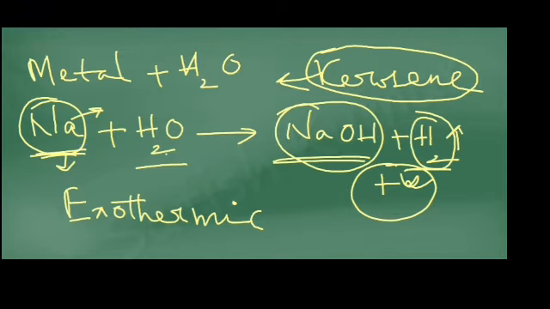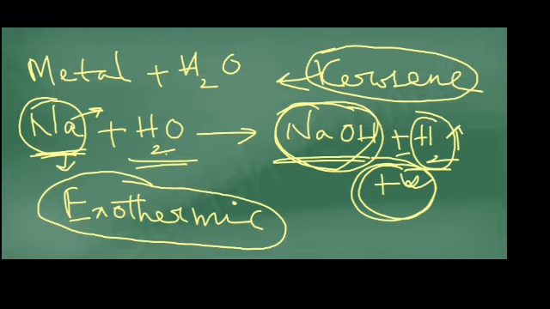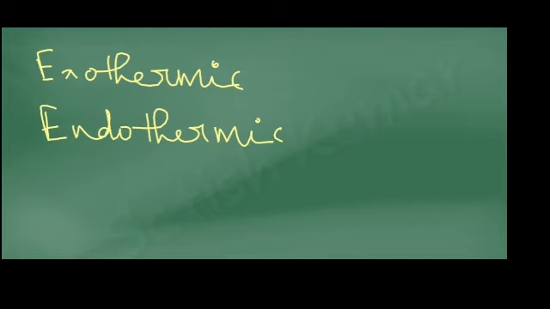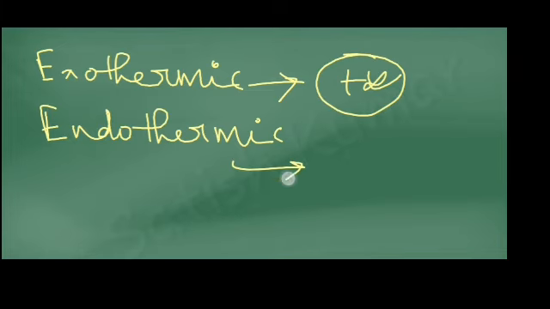Any metal when reacted with water will give the corresponding hydroxide and hydrogen gas and also a large amount of heat energy. When heat is evolved in a reaction, this is called an exothermic reaction. So the metal and water reaction is exothermic. We have two types of reactions, exothermic and endothermic. Exothermic means heat is evolved in the reaction. If you touch the test tube or the beaker, you feel some hotness. So this is called an exothermic reaction. And endothermic, in which heat is absorbed from the atmosphere.